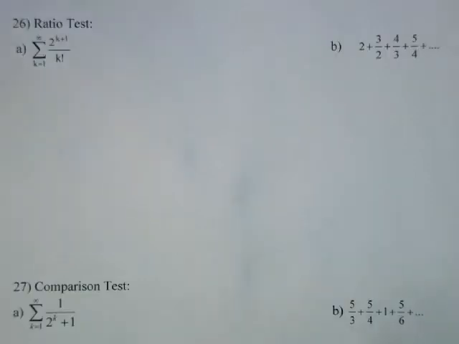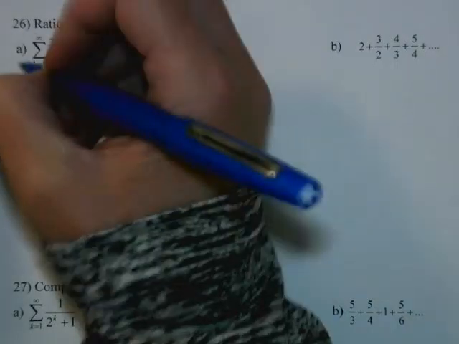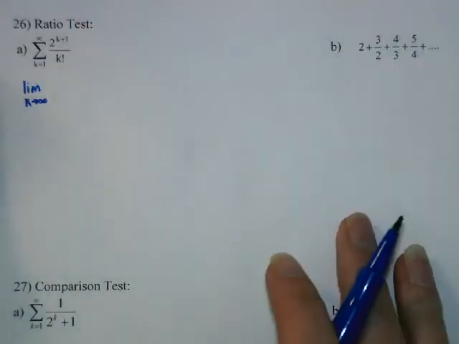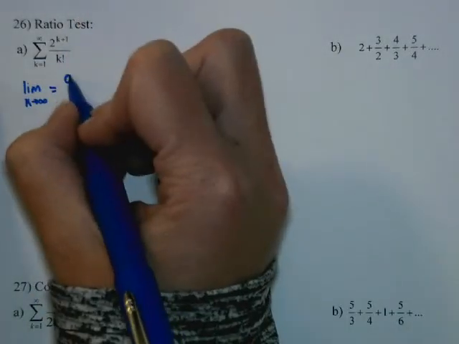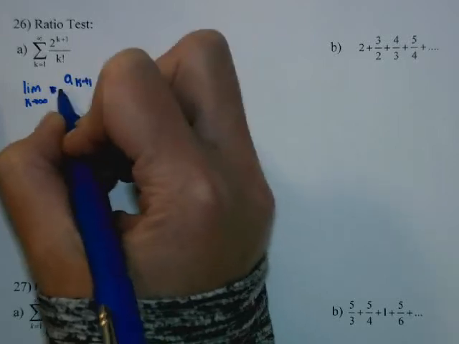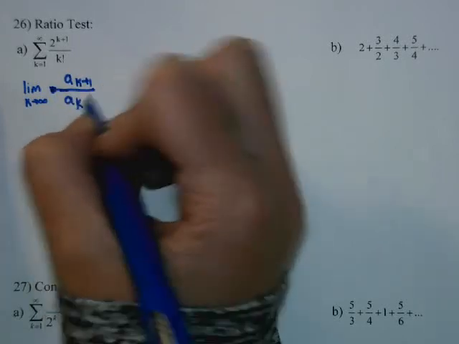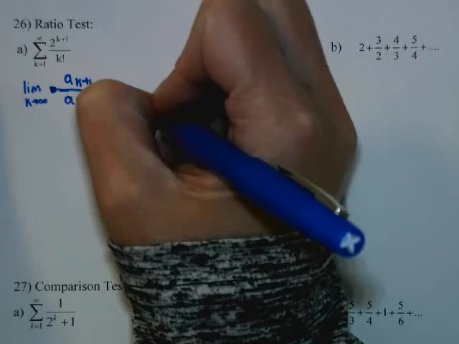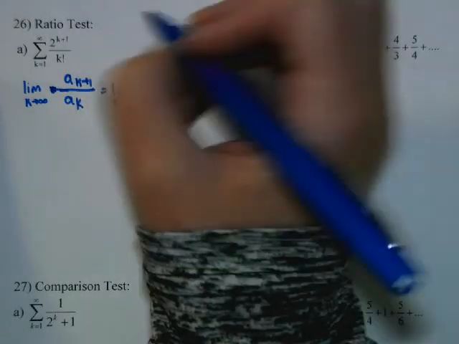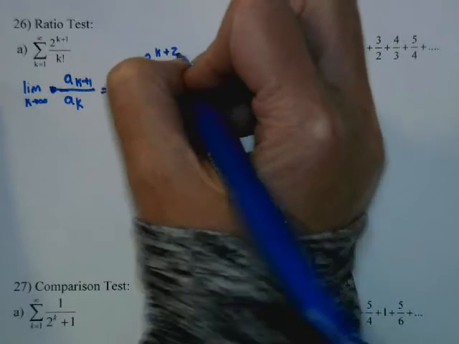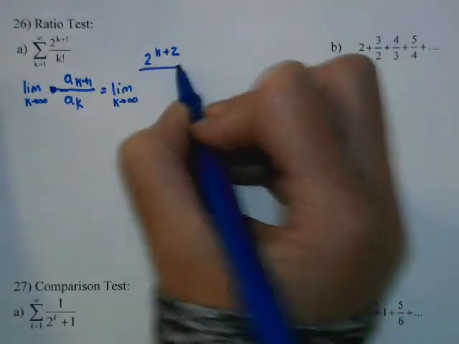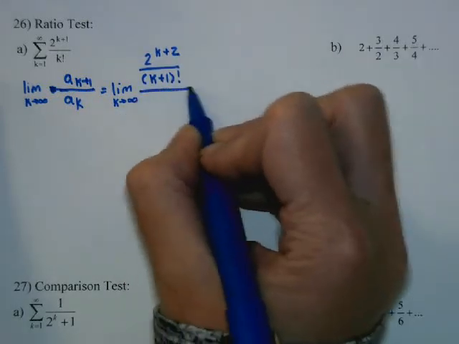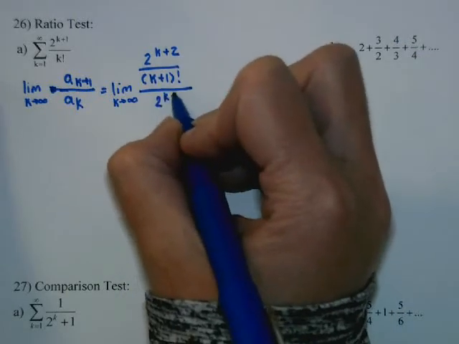Okay, for the ratio test, we're still using limits. We're going to have the limit as k goes to infinity of the (k+1)th term over the kth term. So we're going to have 2 to the k plus 2 over k plus 1 factorial over 2 to the k plus 1 over k factorial.